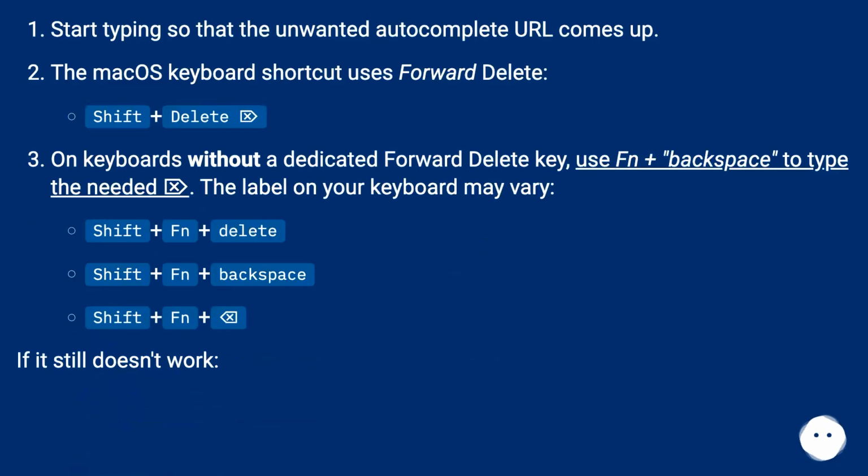Mac. Start typing so that the unwanted autocomplete URL comes up. The macOS keyboard shortcut uses forward delete: shift plus delete. On keyboards without a dedicated forward delete key, use FN plus backspace to type the needed keys. The label on your keyboard may vary: shift plus FN plus delete, or shift plus FN plus backspace.